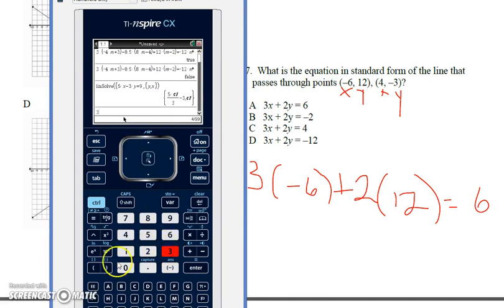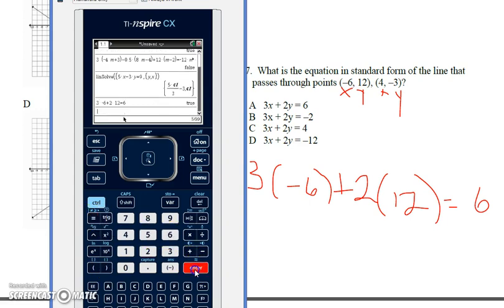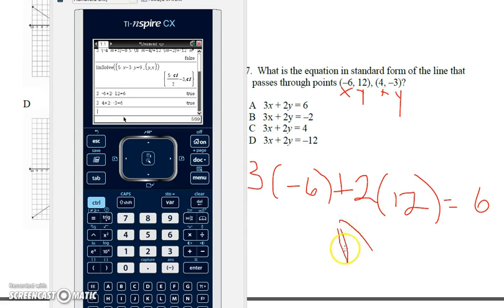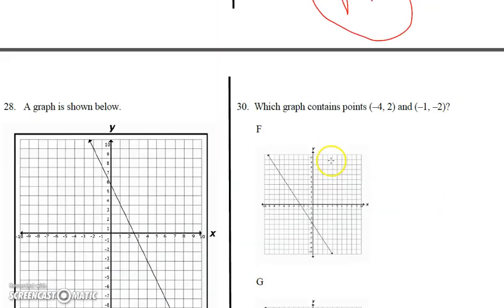I can say 3 times -6 plus 2 times 12. Is that equal to 6? And in this case, it's true, but that doesn't mean that it's true all the time. I need to check the other point. So I'm going to do the same, but now with these numbers. I'm going to say 3 parentheses 4, close parentheses, plus 2, open parentheses. Now I have -3. And I want to know if that equals 6. And it's true. Therefore, in this case, letter A is your answer. Okay?